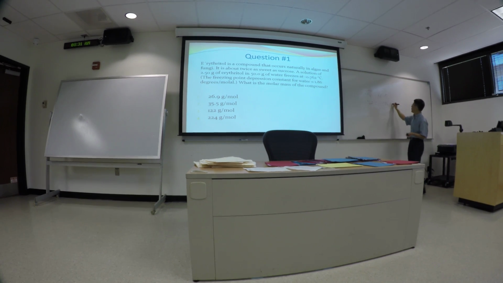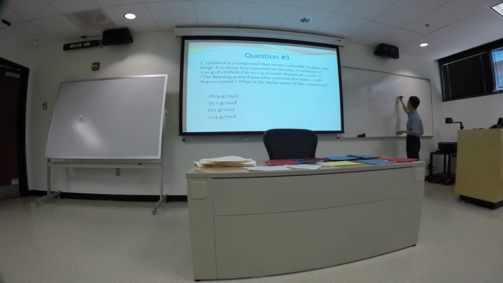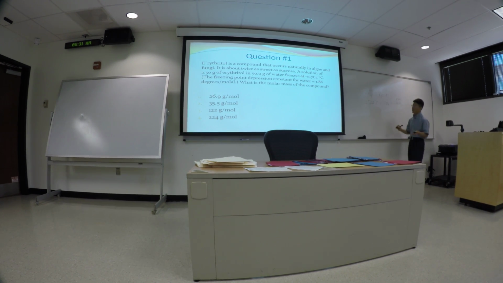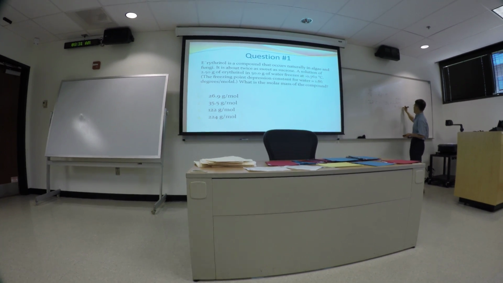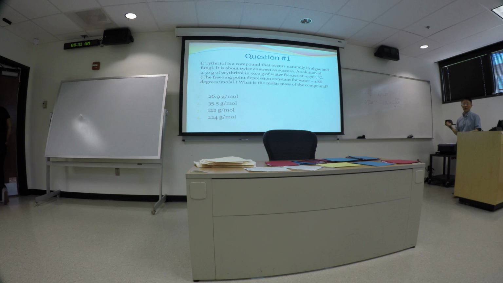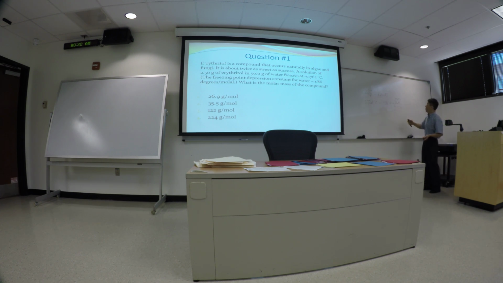Now the molality is mass over molar mass, divided by the kilograms of water, the solvent. We know the mass of the compound. We have 2.5 grams in there. We don't know the molar mass. So we plug in 2.50 grams, and here we have 50 grams of water. We convert it into kilograms, 0.050 kilograms of water.